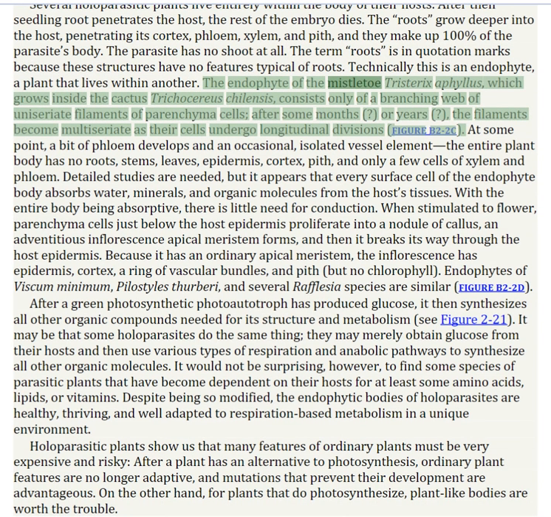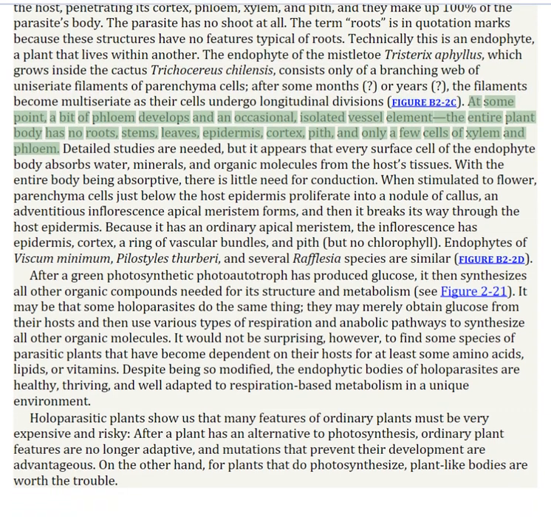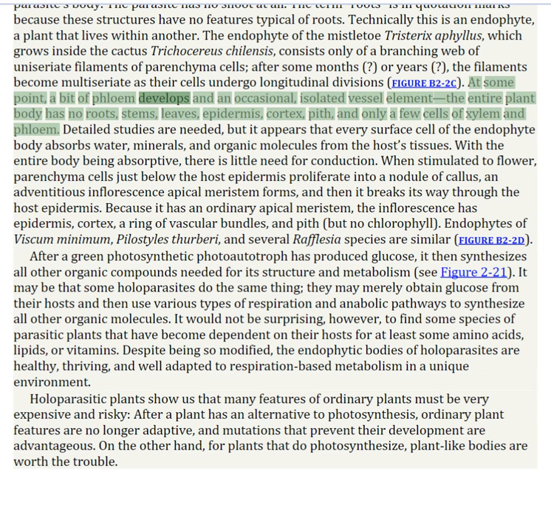The endophyte of the mistletoe Tristerix aphyllus, which grows inside the cactus Trichocereus chilensis, consists only of a branching web of uniseriate filaments of parenchyma cells. After some months or years, the filaments become multiseriate as their cells undergo longitudinal divisions. At some point, a bit of phloem develops and an occasional, isolated vessel element.